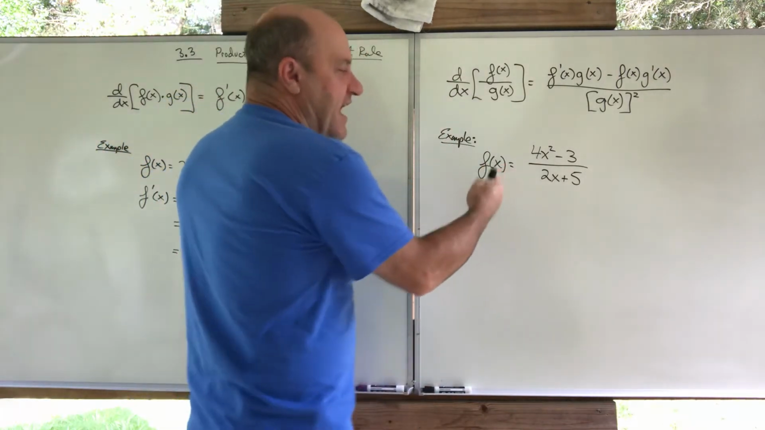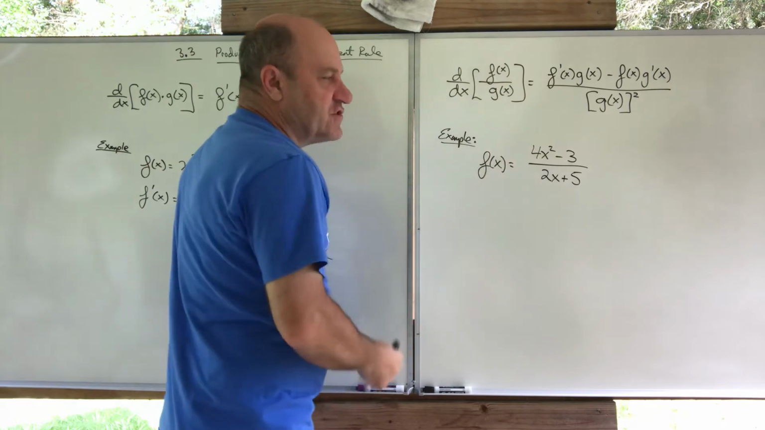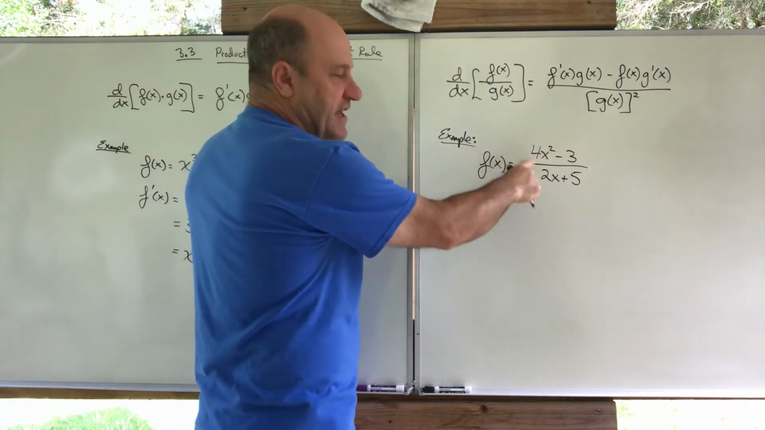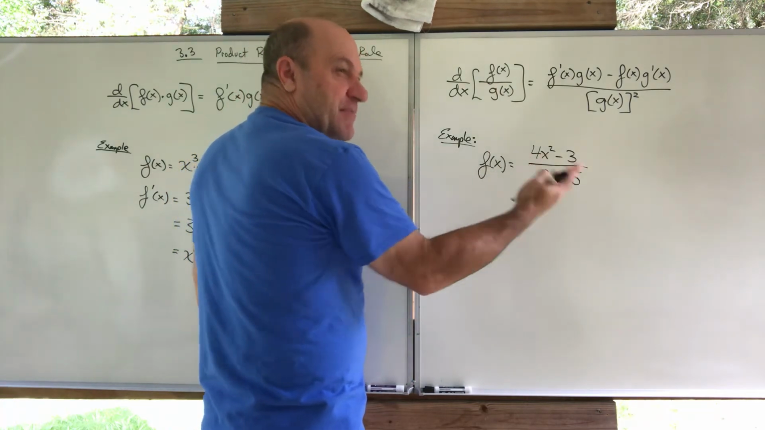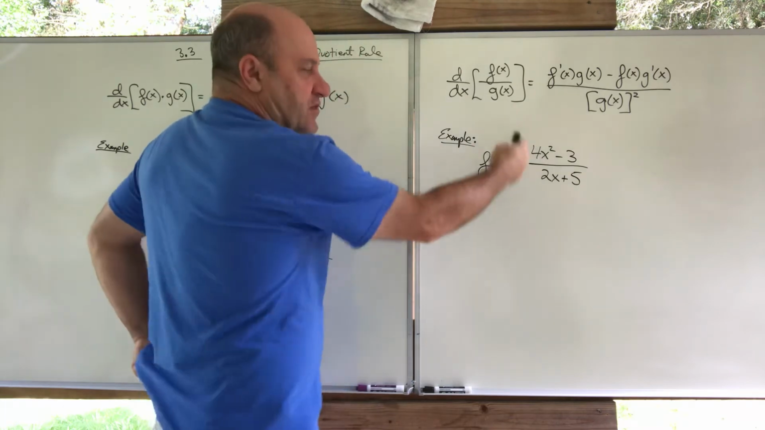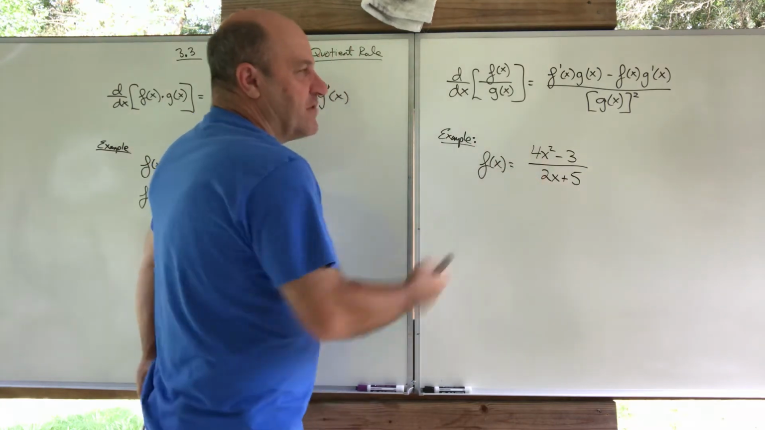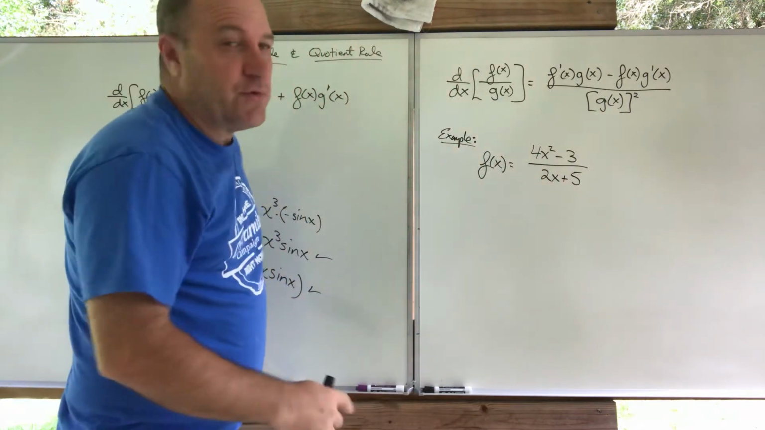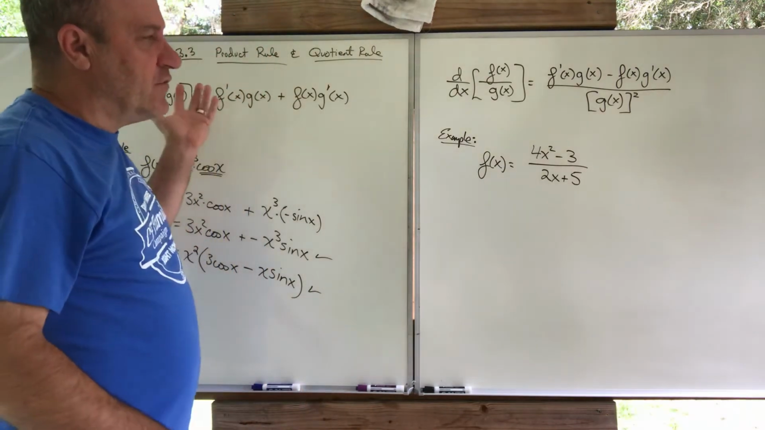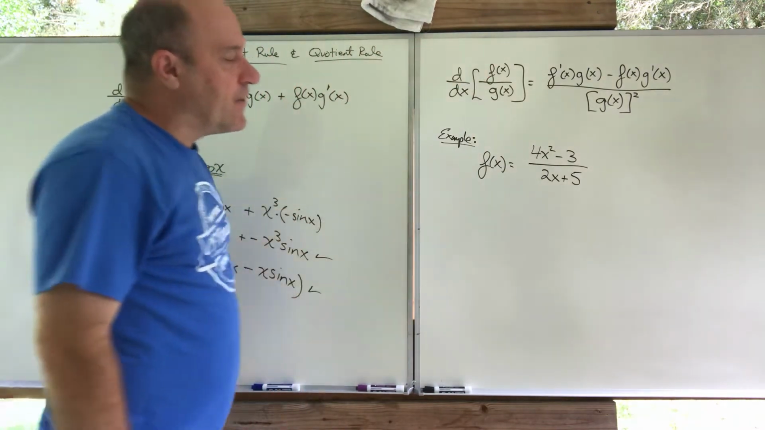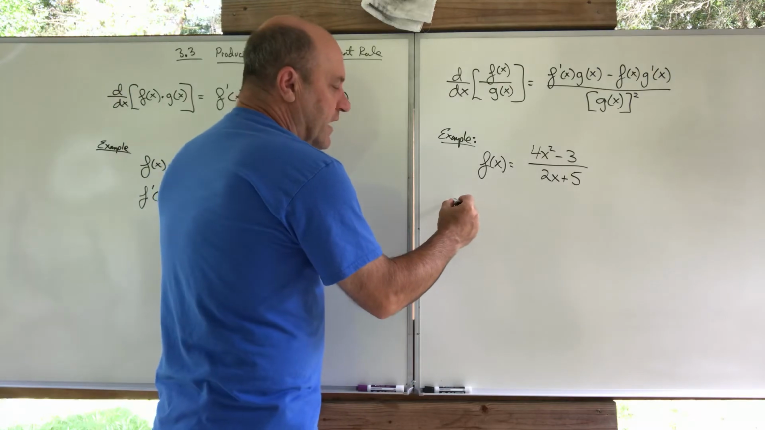Again, I called this f, but in reference to this rule, I'm thinking of the numerator as f and the denominator as g. I'm thinking of it as two functions, one function divided by another function. That's definitely a quotient rule. And so the product rule's here, the quotient rule is here. Here we go. I'm going to do a quotient rule.